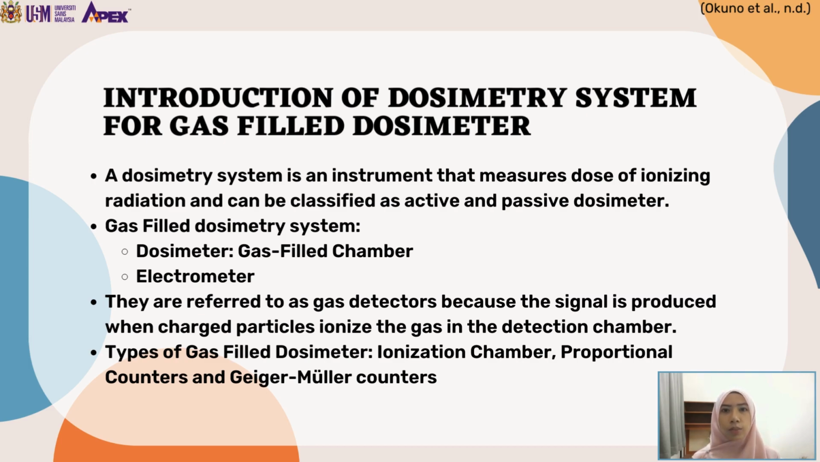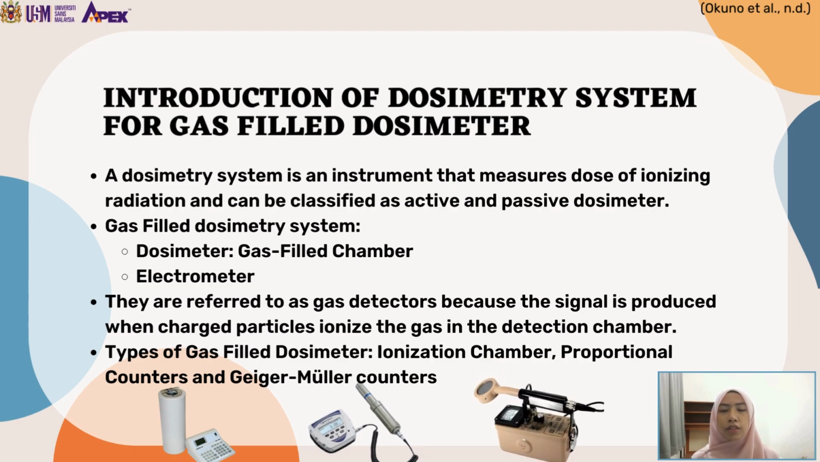A gas-filled dosimetric system consists of the dosimeter, which is the gas-filled chamber itself, and the electrometer to measure the electrical current generated by the ionization process. They are referred to as gas detectors because the signal is produced when charged particles ionize the gas in the detection chamber. There are many types of gas-filled dosimeters such as ionization chambers, proportional counters, and Geiger-Muller counters.